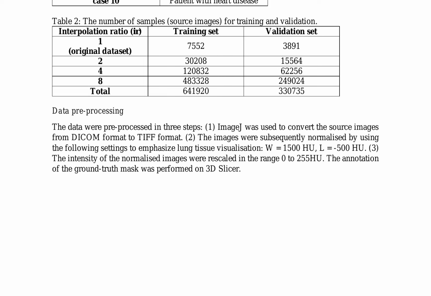The preprocessing steps aimed to prepare images for analysis, emphasizing lung tissue visualization. Normalization and rescaling of image intensity values facilitated the extraction of meaningful information. The use of ImageJ and 3D Slicer enabled efficient processing and annotation. The dataset division ensured proper distribution for model development and evaluation. The preprocessing pipeline ensured images were properly prepared for subsequent analysis, highlighting the importance of meticulous data preparation in this study.